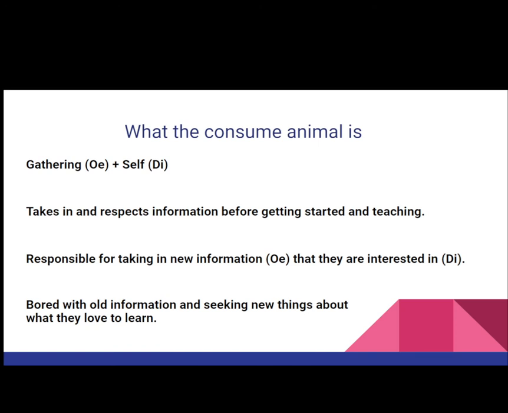This new information, if their savior is SE, would be facts or data, or if it's NE, it would be more along the lines of concepts and patterns. And what they're interested in could be what aligns with their own values, FI, or their own personal inner truth, which is TI. The consume animal is bored with the old information and seeks new things about what they love to learn.